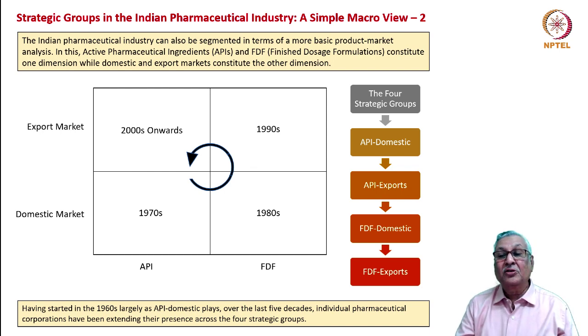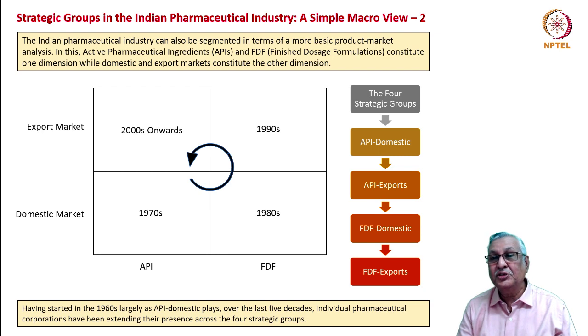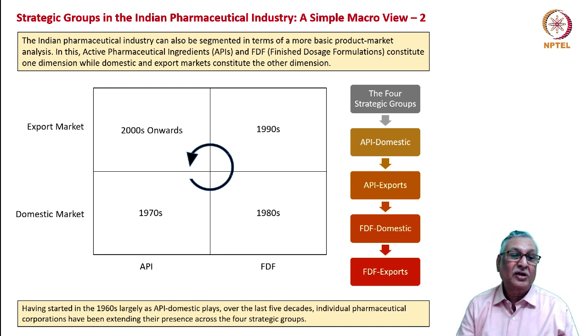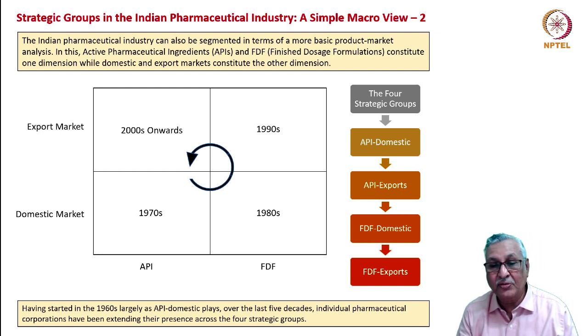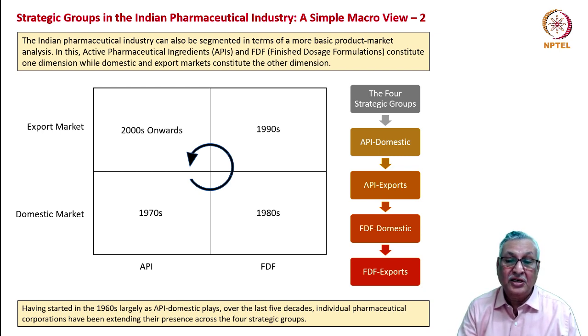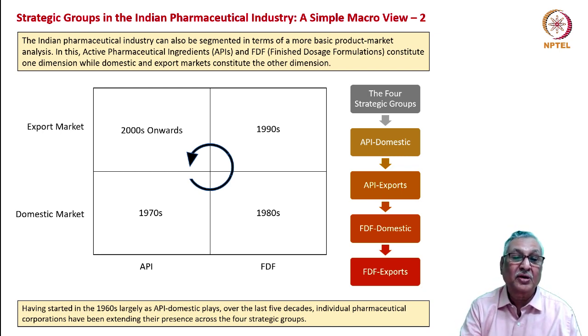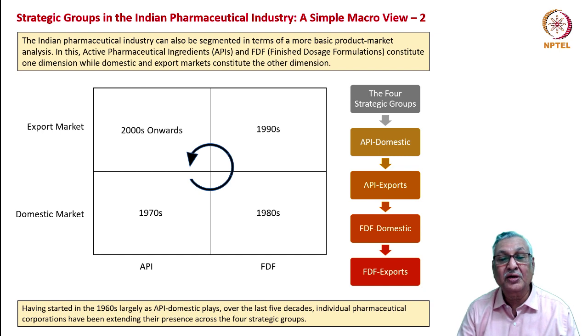The Indian pharmaceutical industry can also be segmented at the industry level in terms of basic product market analysis. In this, the active pharmaceutical ingredients, that is APIs, and finished dosage forms constitute one dimension, while domestic and export markets constitute the other dimension. You can see that in the 1970s, the industry was in terms of bulk drugs and domestic market. In the 1980s, it moved to domestic formulations. In the 1990s, it moved further into formulations and export markets. And from the 2000s onwards, again, it moved back to APIs and export markets. Therefore, you can look at a kind of canvas which is moving from one segment to the other segment.